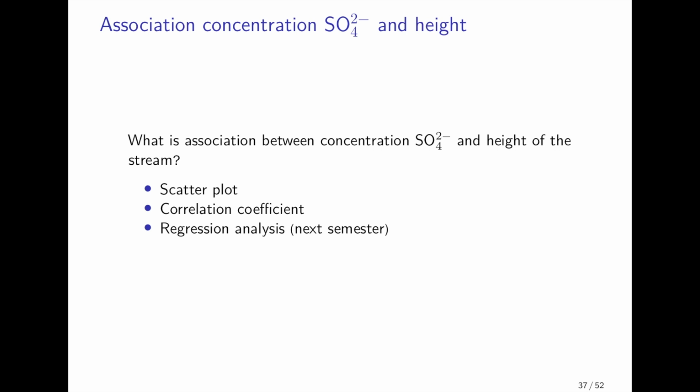Now we've finished analyzing one variable at a time. What we're going to do now is look at two variables simultaneously. So for example, we can have a look at the concentration of sulfate and the height at which the measurement was taken. And there are several tools at our disposal for that. There's a type of plot that we can make. We can look at the correlation. That's also something that we'll do now. And you can make a regression model, but that is not something that we'll do now. We'll come back to that next semester.